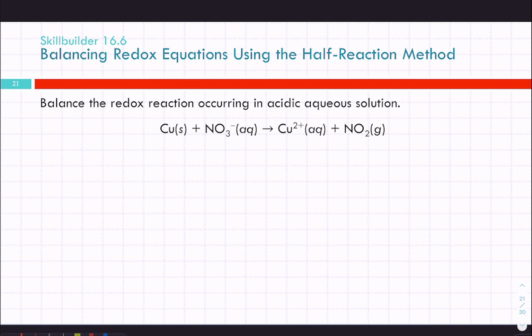So balance a redox reaction occurring in nitric acid, in an acidic aqueous solution. Here we've stepped up the difficulty for calculating oxidation numbers a little bit. But we can still go through and identify free elements as 0. Those are always gimmies. And then any free ions as their charge. So copper over here will be a +2.